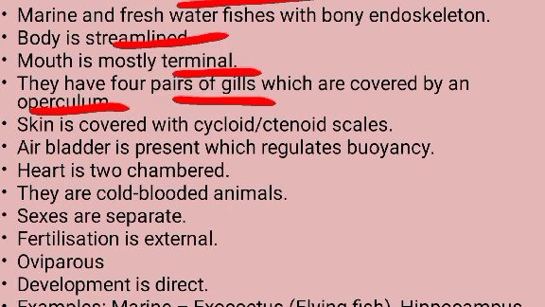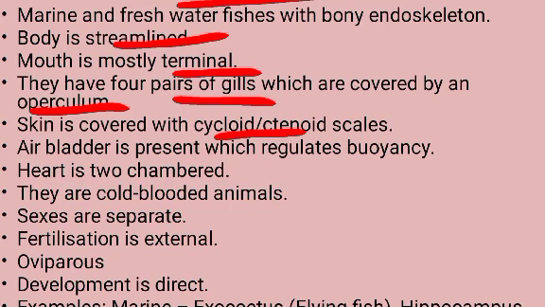Okay, and the skin is covered with scales. The scales are cycloid or ctenoid scales. Cycloid, from the name we can say, is somewhat circular or round in nature, and ctenoid is somewhat spine-like in structure. So the scales are cycloid or ctenoid in nature. Based on the shape only, they are named differently as placoid, cycloid or ctenoid scales.